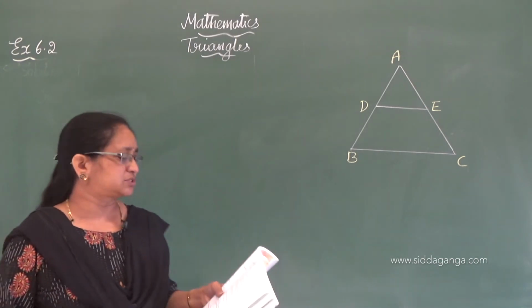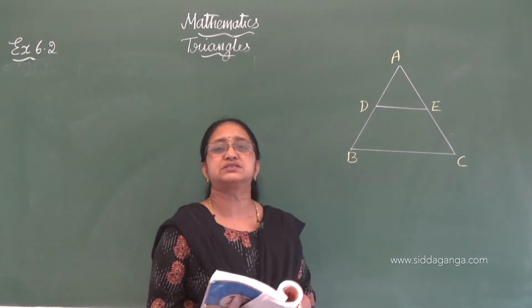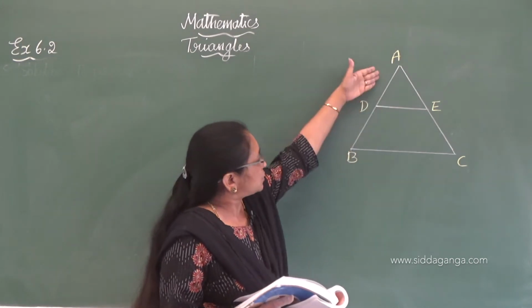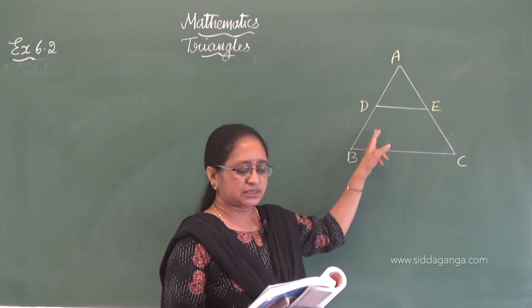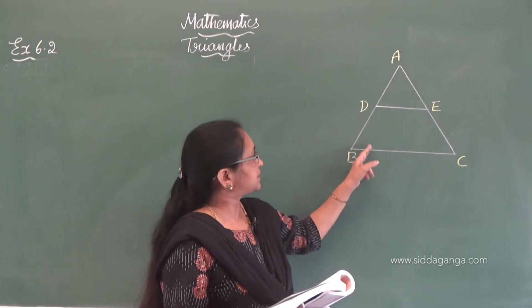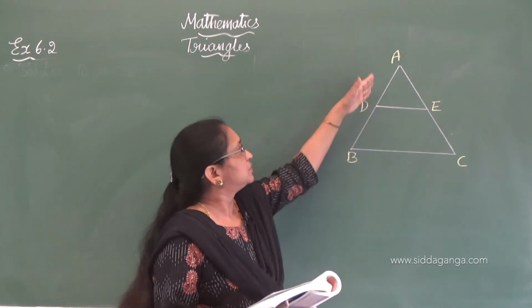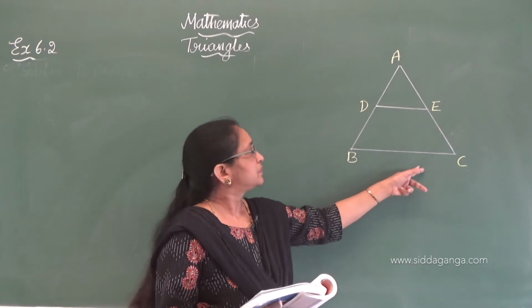Once again I will read the question. Prove that the line drawn through the midpoint of one side of a triangle, meaning D is a midpoint of AB. Then parallel to another side means this DE, the line which is drawn through the midpoint of one side of a triangle, is parallel to this BC.